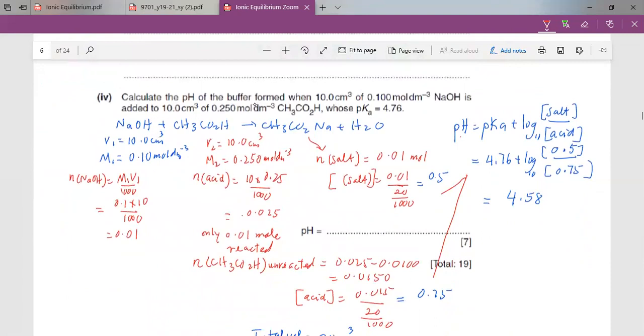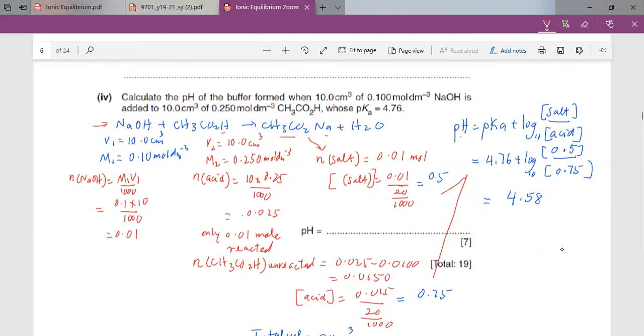Calculate the pH of the buffer formed when, now this is very important, this is our titration. So in a titration, you form a buffer. The pH is formed when 10.0 cm cube of 1 molar NaOH is added to 10 cm cube of 0.25 molar ethanoic acid. Remember, you put the acid and base together, neutralization happens, and it gives you this salt, the sodium salt of ethanoic acid.